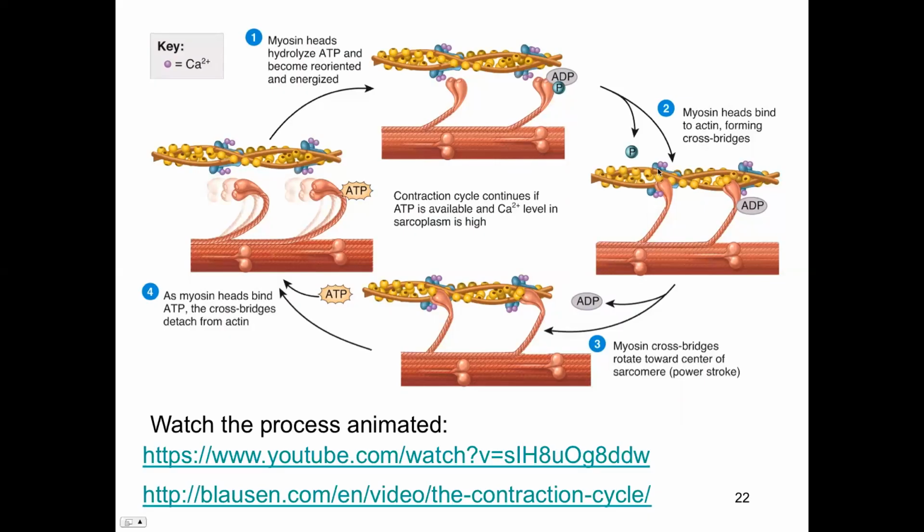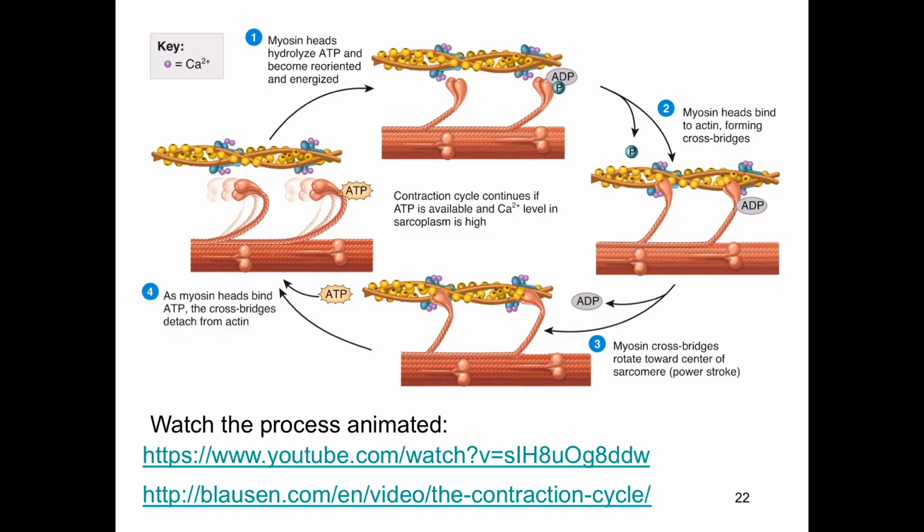Then what happens is that we lose the phosphate. And when that phosphate is lost, the head group can change shape, reach up and touch the binding site on actin.